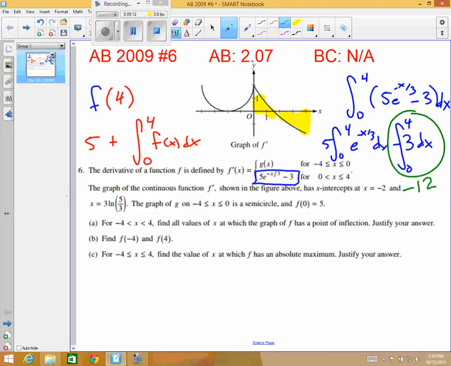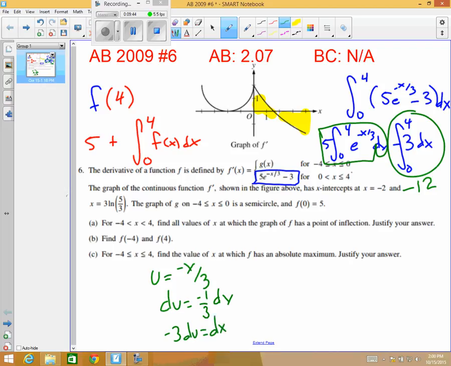The scary part comes from right here. And that's really only scary if you have trouble with either antiderivatives of e to the x functions, or if you have trouble with substitution. Let's try that with some substitution. We'll let u equal negative x over 3. So du equals negative 1/3 dx. I'm going to move my constant to the other side. Negative 3 du equals dx.